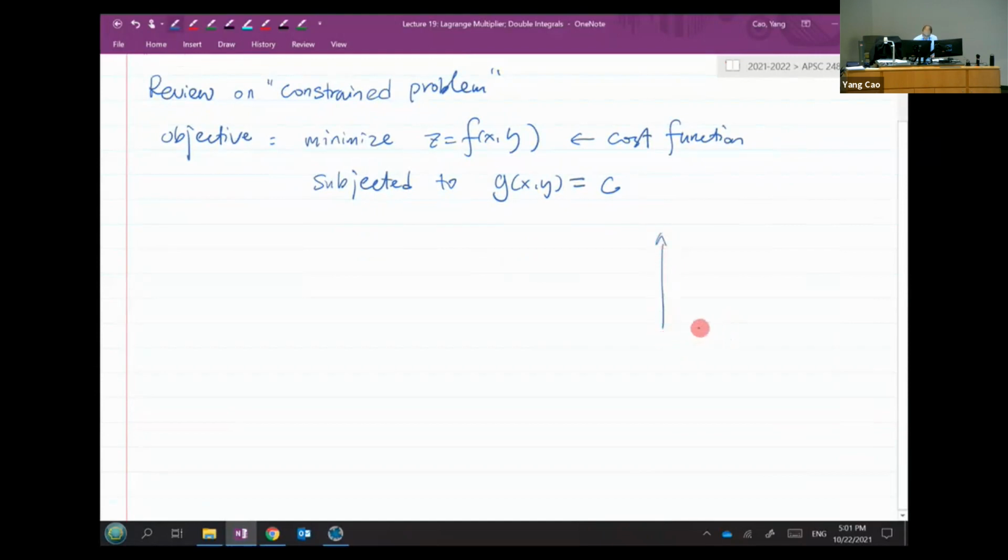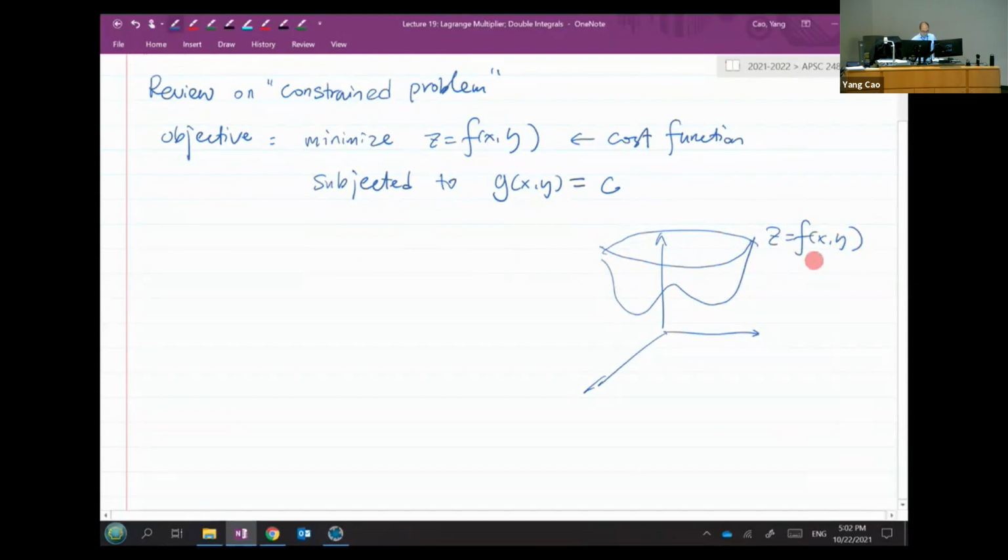So let's take a look at this problem using a function of two variables. I illustrated this in the previous lecture. Your cost function is basically the surface z equal to f of x, y. Your constraint is basically a curve in 3D in the xy plane. Now what happens is you have a person A here, and person A will go along the constraint curve g of x, y equal to c.